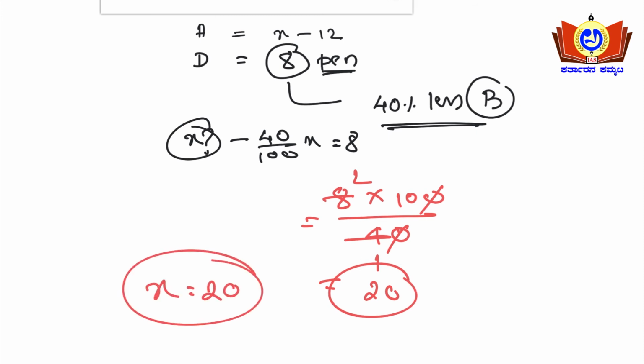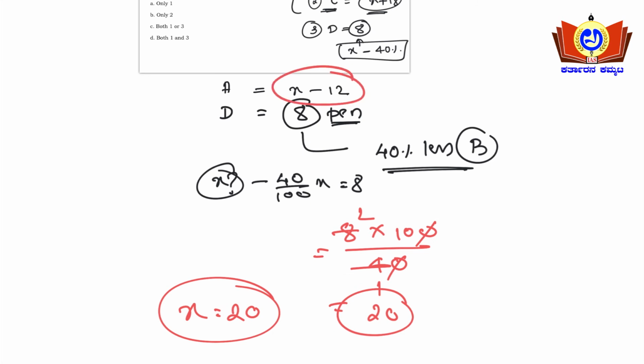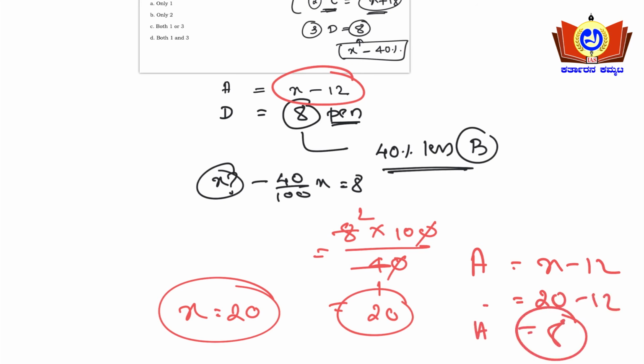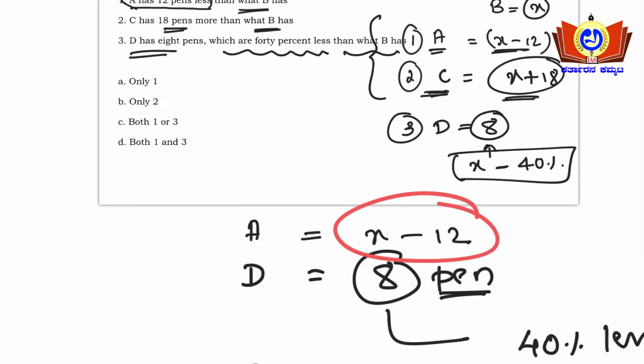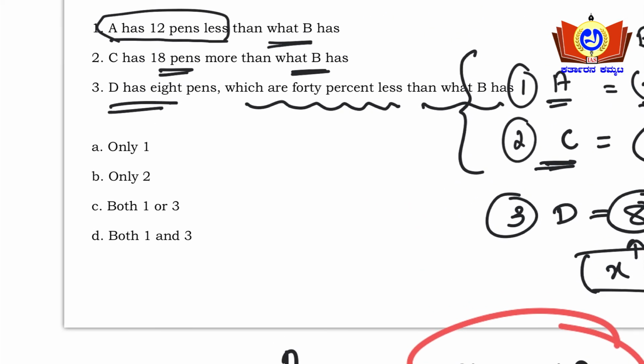So this X we calculated here, right? A will be X minus 12, so 20 minus 12 will be 8 here. So A will be having 8 pens. So how did we get this? By considering statement 1 and statement 3 together we got the answer, my dear friends. While marking you also need to take caution here, friends.